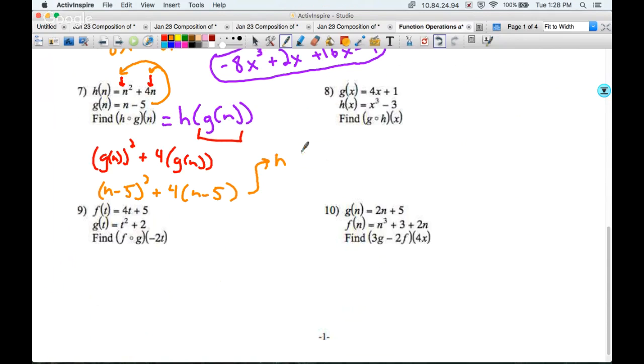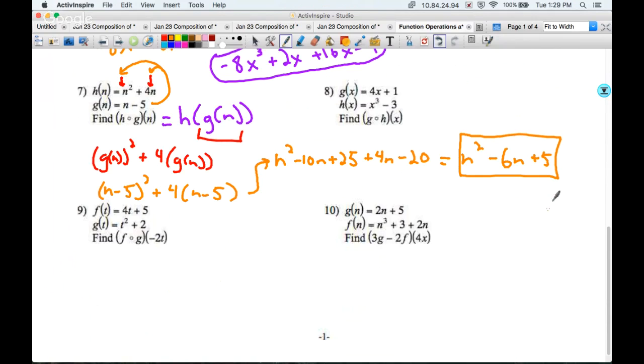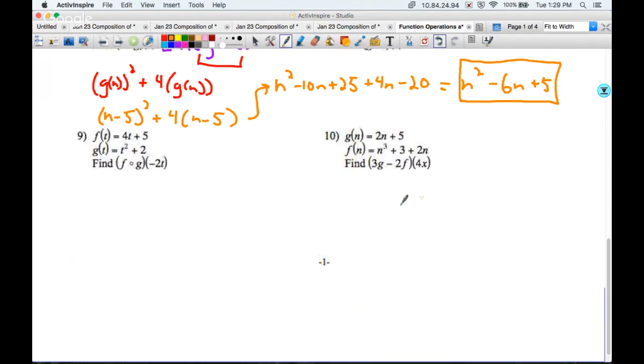Let's simplify this. We're going to get n squared minus 10n plus 25 plus 4n minus 20. Combine like terms, and we'll get n squared minus 6n plus 5 is our final answer. All right, let's take a look at number 9.